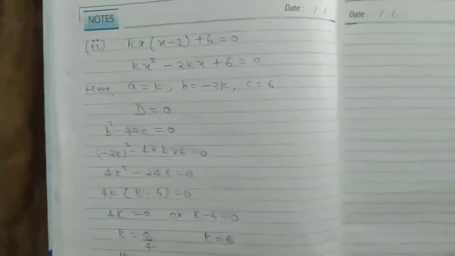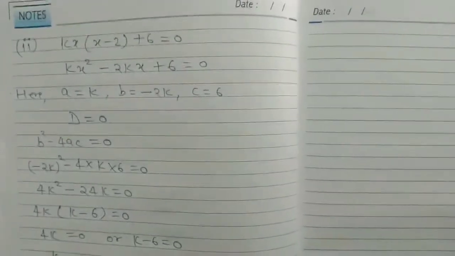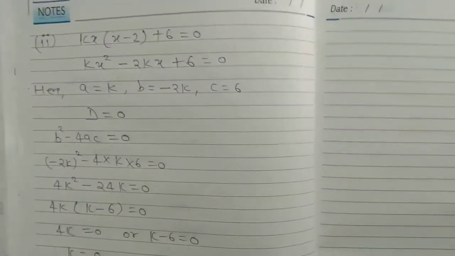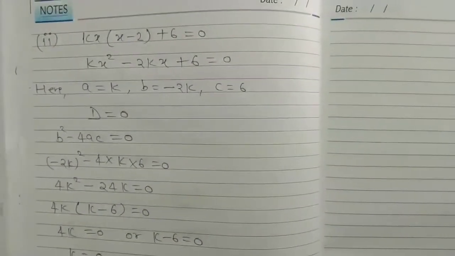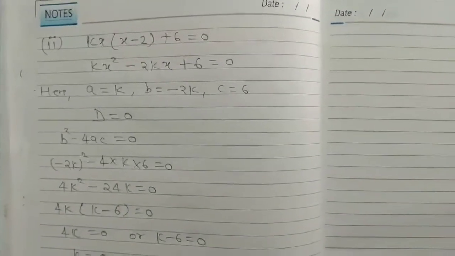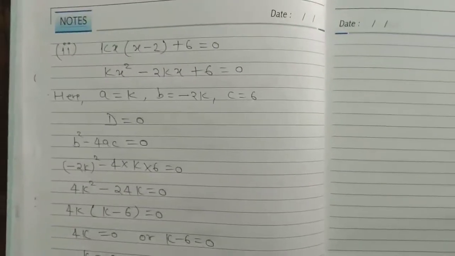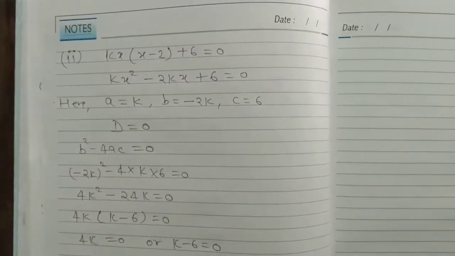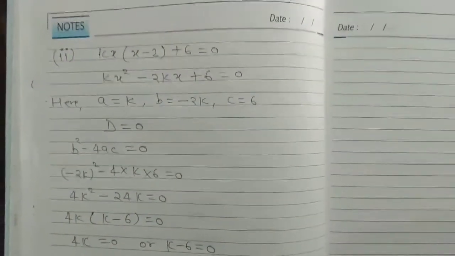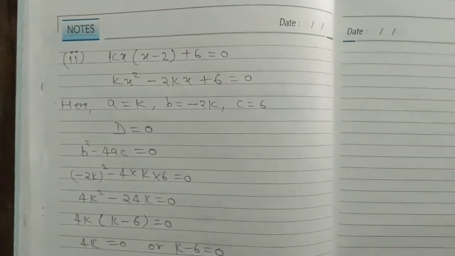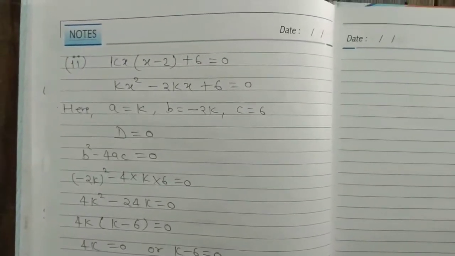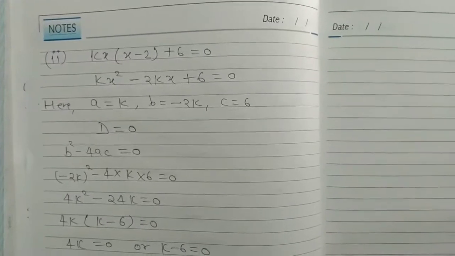Now come to part second. If you see part second, the question given is kx bracket x minus 2 plus 6 equals to 0. This is not written in a proper way. So first of all open the bracket, send kx inside. When it goes, it will get multiplied with x. It will become kx square. With 2, it will become minus 2kx plus 6 equals to 0. Now our quadratic equation is in a proper way.